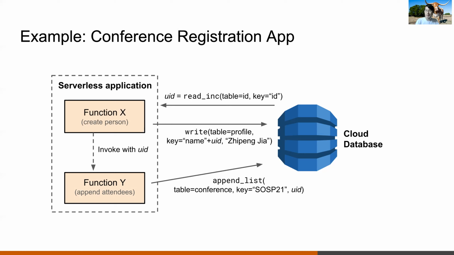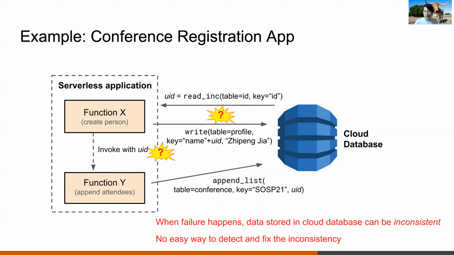However, failures can happen in different places. The failure can happen in the middle of function X, in between two database statements. The failure can also happen when invoking function Y. In this case, function Y is actually not invoked. In both cases, data stored in the cloud database can be inconsistent. For example, my profile is created, but my ID is not added to the attendance list. So when such a failure happens, the workflow is restarted, and there's no easy way to detect and fix the inconsistency problem.